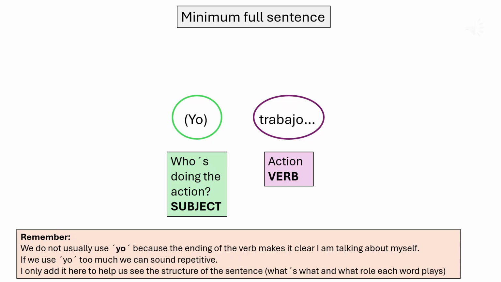Remember, we do not usually use yo because the ending of the verb makes it clear I am talking about myself. If we use yo too much, we can sound repetitive. I only add it here to help us see the structure of the sentence, what's what and what role each word plays, just so we can see how the structure works. But remember, you don't really need it, and that's why it's in brackets.